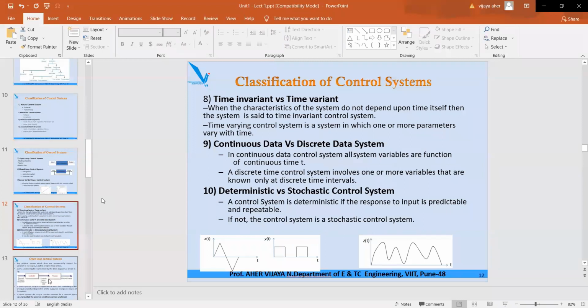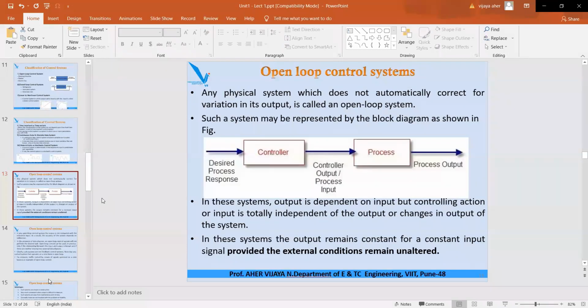So today, students, you are going to study open loop control systems and closed loop control systems. So this is the diagram you are supposed to draw. So this is the diagram of open loop control system. Just a second, admitting students.